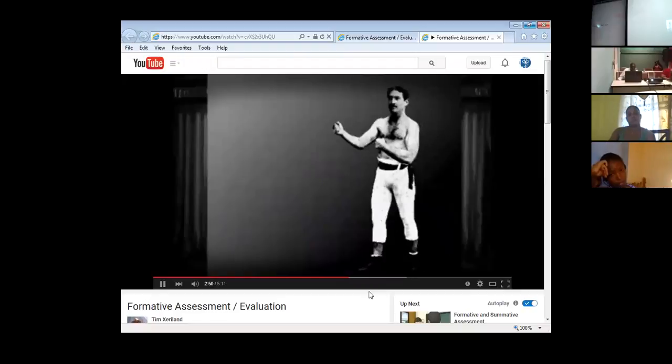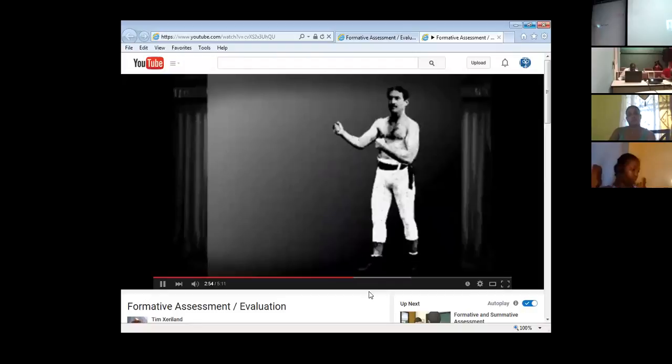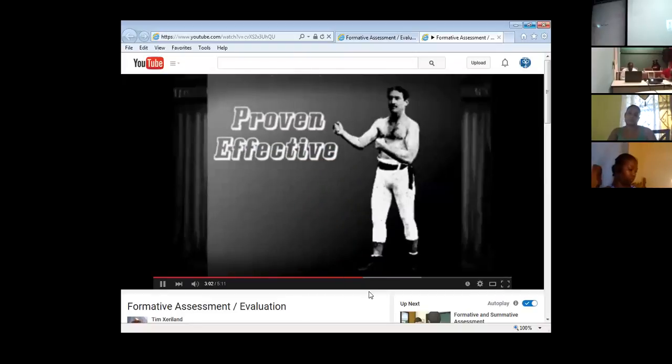Now when we look at a tight experimental control pre-post test model, most educational interventions don't work. They may sound good, they may give people the warm fuzzies, but they show little or no effect. Formative assessment is one of the few that has been proven to be effective. Best of all, it can be done at very little cost.